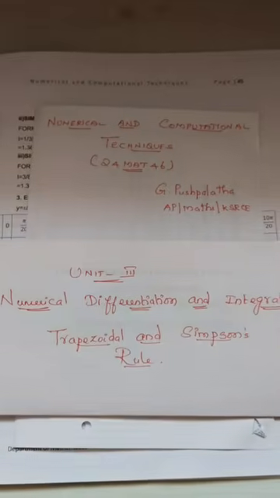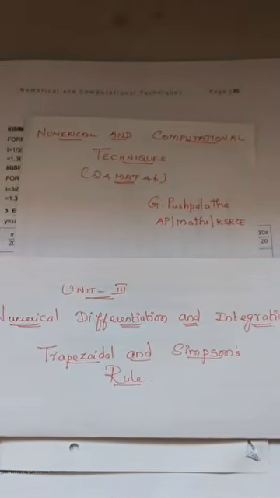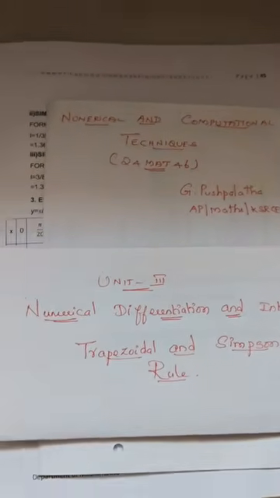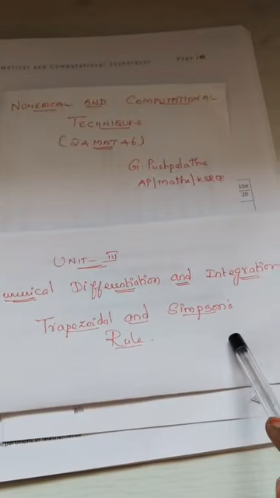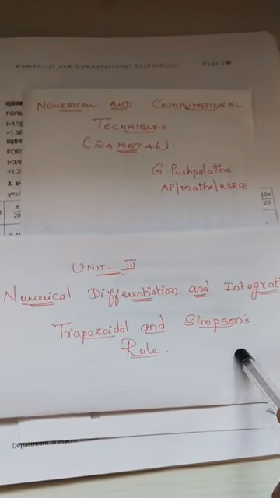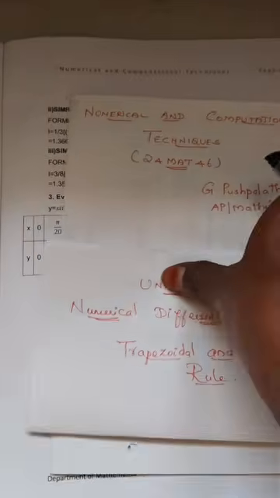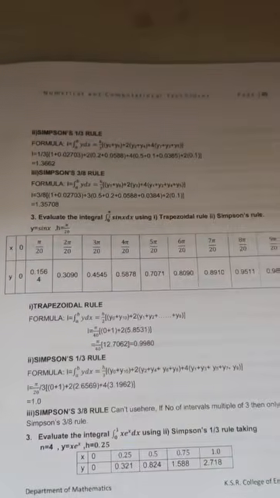So, we have numerical differentiation and integration. In numerical integration, we have the trapezoidal rule and Simpson's rule. In Simpson's rule, we have two rules. One is Simpson's 1/3 rule, and the other one is Simpson's 3/8 rule.